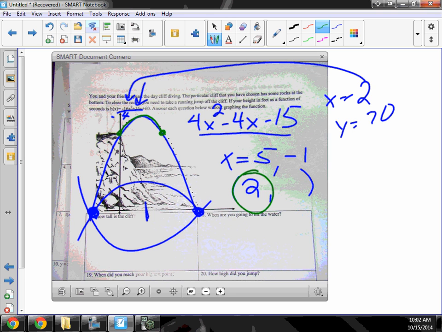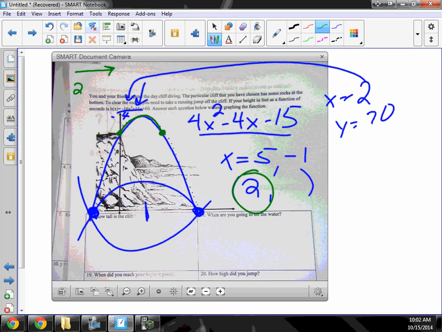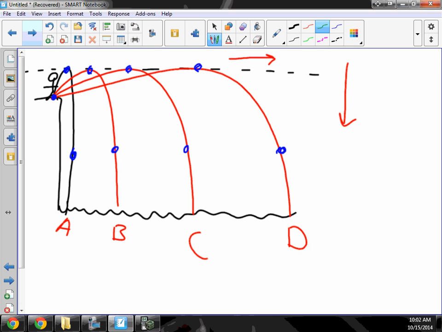Then the last question asks, if your horizontal speed is 22 feet per second, so if your speed in this direction is 22 feet per second, how far did you jump? If we go back to this picture, let's say that person D was moving at 22 feet per second, and it took 5 seconds to get there. How would you figure out? You just multiply them, and you'd get 55 feet. Well, what if this person was moving at 10 feet per second?